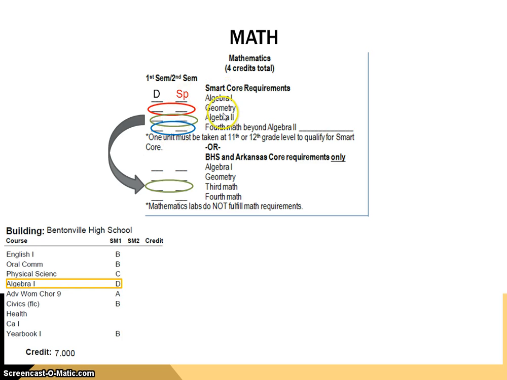If you remain on the SMART core path, you will take geometry as a sophomore, Algebra 2 as a junior, and your fourth math beyond Algebra 2. If not, however, and Bridge to Algebra 2 is your junior year math, you will take Algebra 2 as your fourth math senior year.